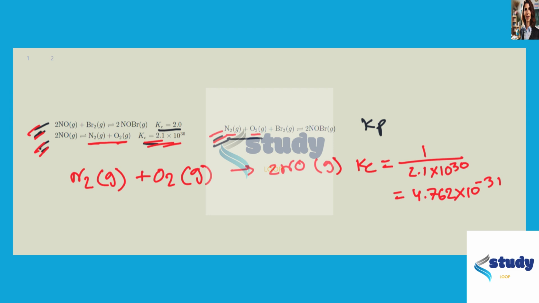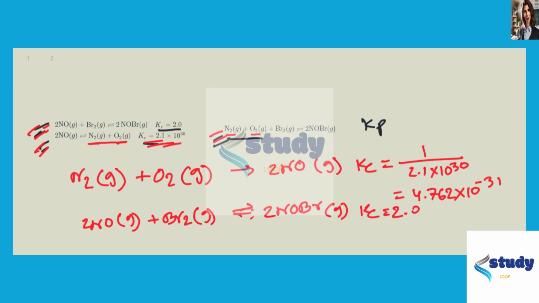Now if you write down the second reaction here, which is 2NO plus Br2 is in equilibrium with 2NOBr, and the Kc for this reaction is 2.